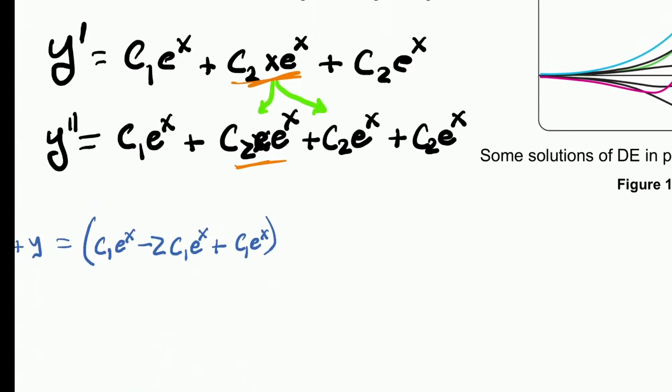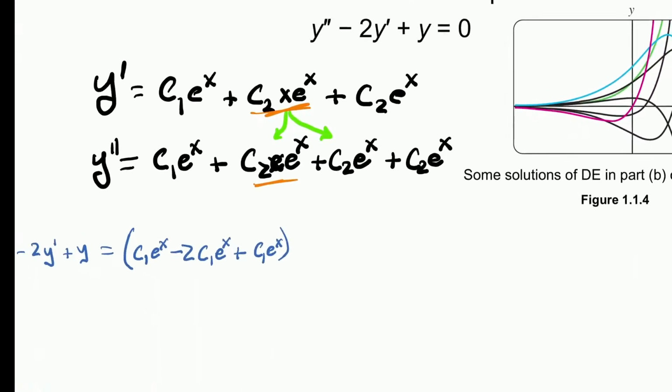Once again, if you're more comfortable writing out every single line, it's fine. I'm kind of skipping something here, but we have C2 x e to the x minus 2 times C2 x e to the x plus C2 x e to the x. And those things all combine as well. There's one of them here, negative 2 of them here, and then another one. They all get their 0 as well.